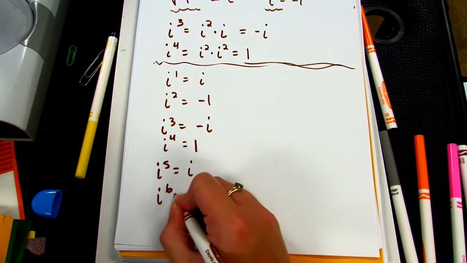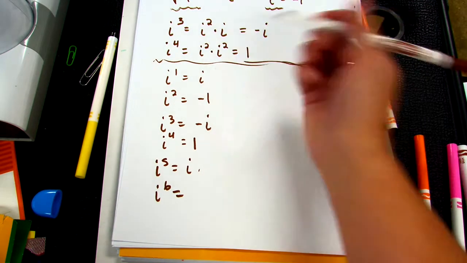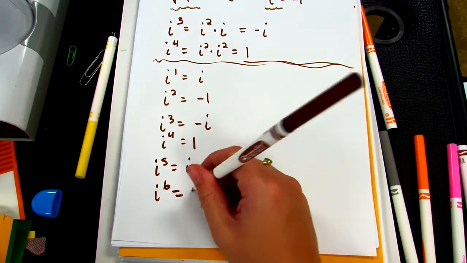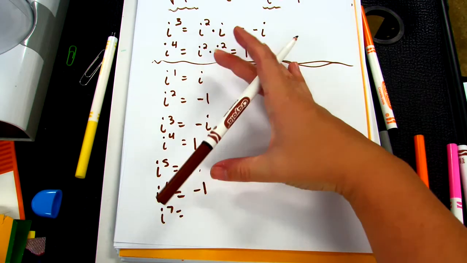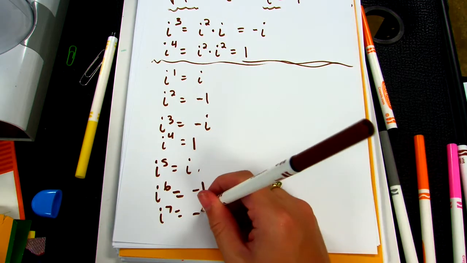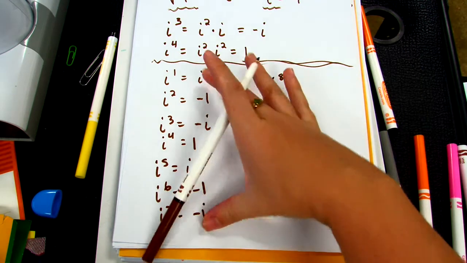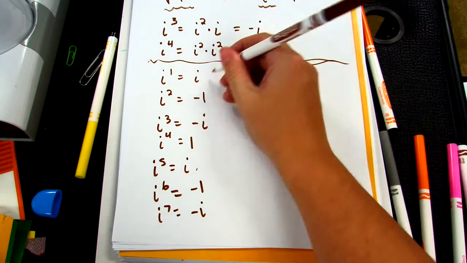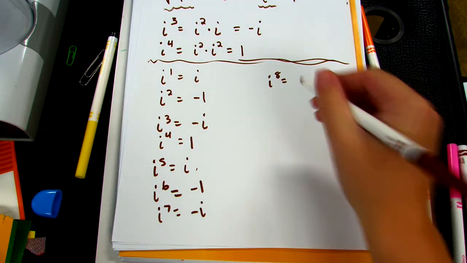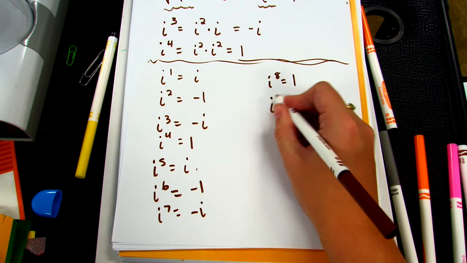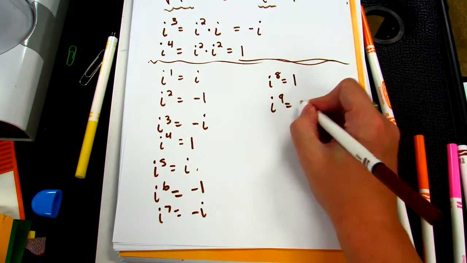And then i to the sixth power is i to the fifth and i to the first, so i times i, which is i squared, which is -1. And then i to the seventh power is 6 and 1, so -1 times i, which is -i. And then i to the eighth power is 7 and 1, so -i times i is -i squared, which is -1, which is +1. And then we have i to the ninth power, which is 8 and 1, which is 1 times i, which is i.